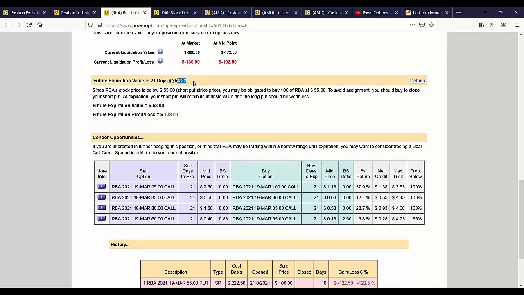RBA is at 54.32. So it shows me here the 85 probability. I'm only getting 40 cents and 13 cents. So I'm down 103. We're only getting 28 credit back.